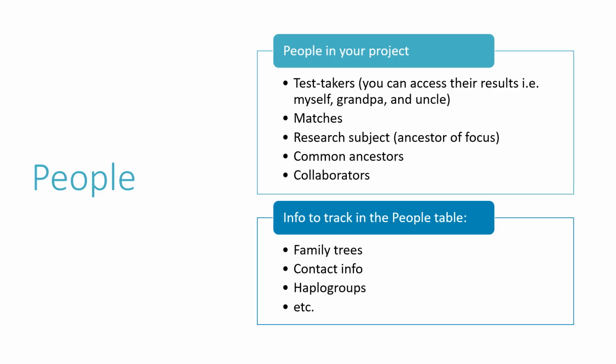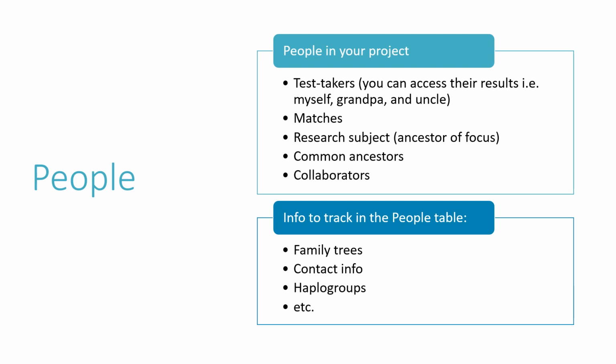The first table that we will talk about is the people table. This includes all of the people in your project, your DNA test takers, and the way I think about this is anyone whose test results I can access. I consider them to be my test takers because they're someone who I've either asked to test or they've shared their results with me so that now I can at least view their test results. So those are how I refer to test takers in this workshop.